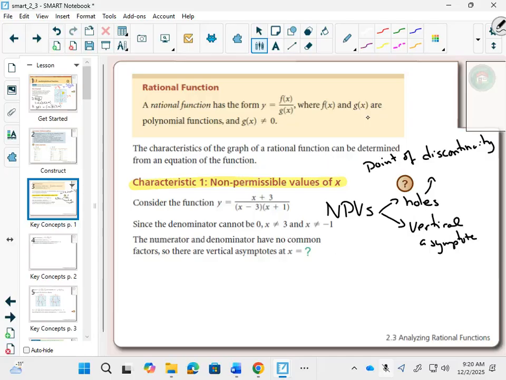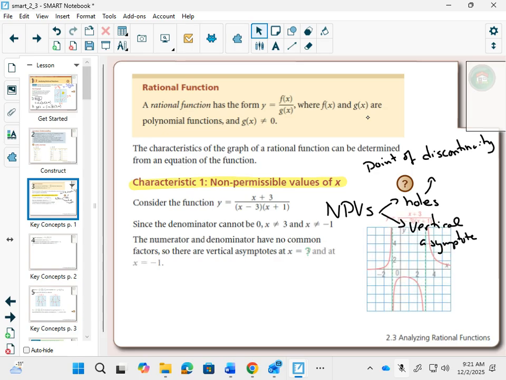So basically, what's going to happen is you're going to find your non-permissible values. And if your non-permissible values simplify away, they will appear as holes. And we saw this in the activity yesterday. But if they stay, like in this example, you're going to end up with 2 vertical asymptotes. You can label them. One would be here at x equals 3, and one would be here at x equals negative 1.